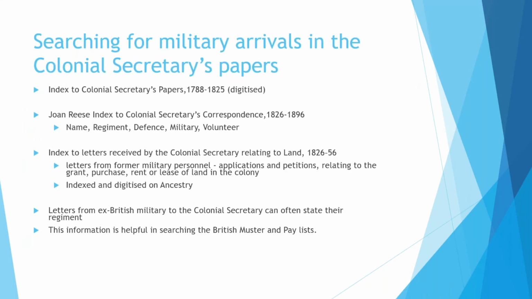So if we were looking at how to find military arrivals in Colonial Secretary, we have our two fantastic indexes there. If you knew the name of the soldier, you'd probably look under the name, the regiment, or you could use regiment as a keyword, defence, military, or volunteer. The other index is the index to letters received by the Colonial Secretary relating to land, 1826 to 56. Many ex or former military personnel would write to the Colonial Secretary regarding land matters. And these letters can often state their regiment, which is very useful information because that can then take you back to the British muster and pay lists.